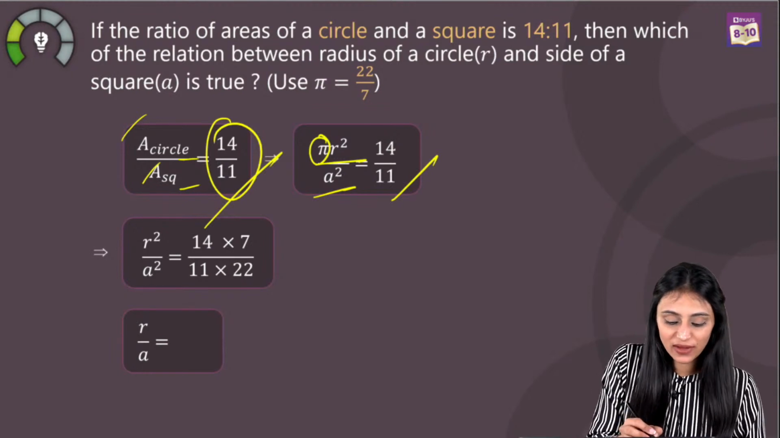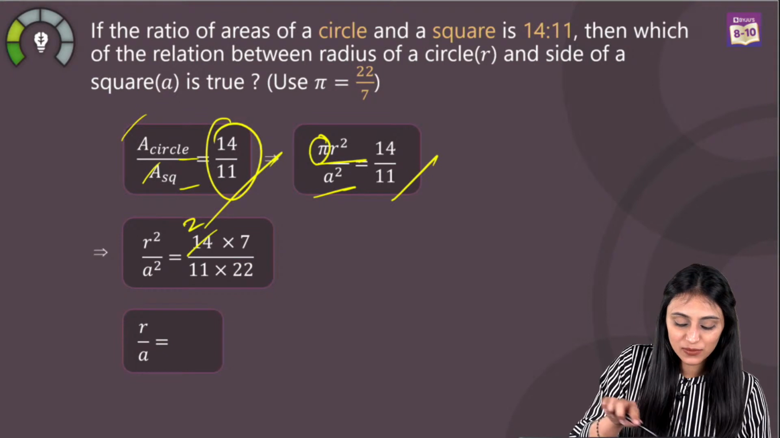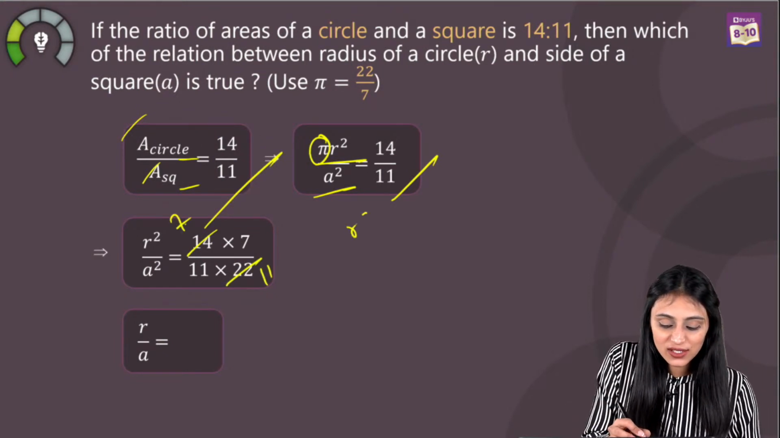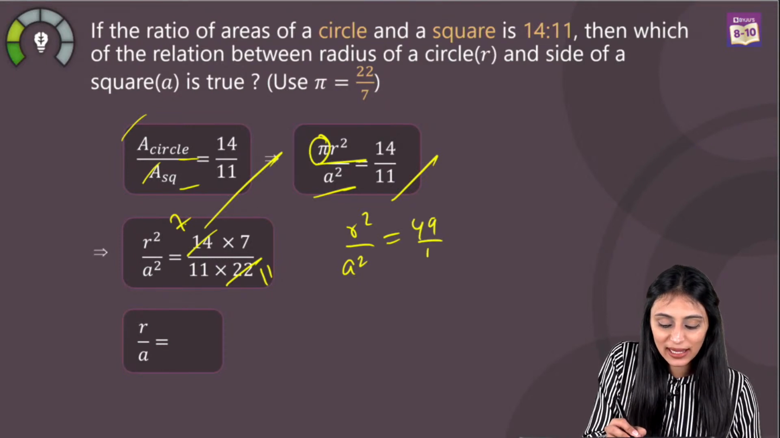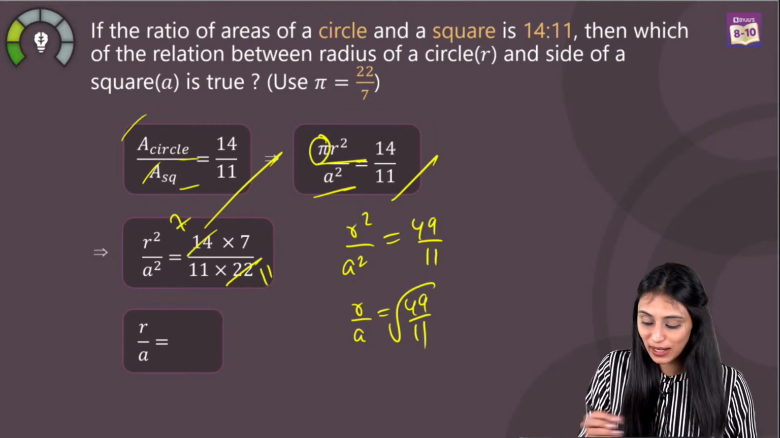Right? And once you simplify this, what do we have here? 2 times 7 is 14, 2 times 11 is 22. So we have here r square by a square equals 49/11. Right? So r by a is going to be equal to the square root of 49/11.